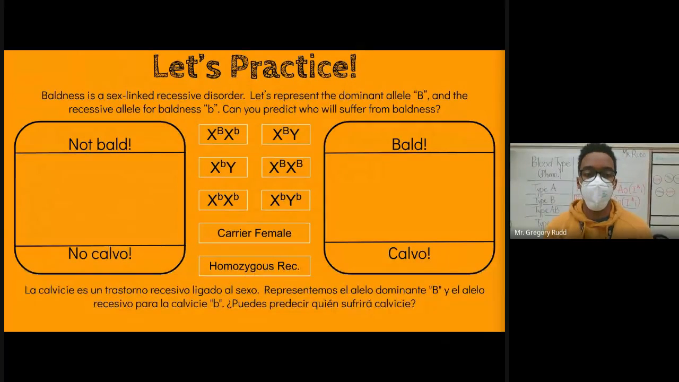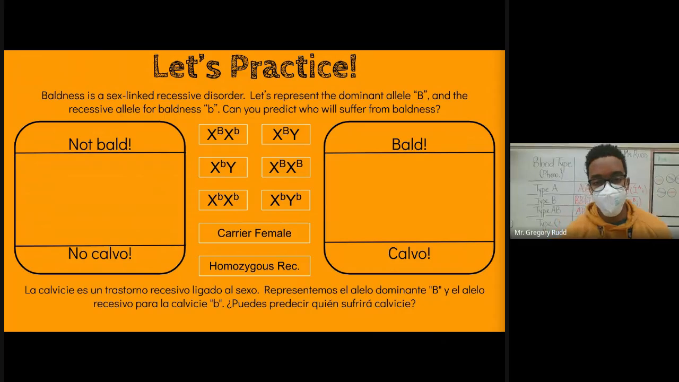All right. So let's keep practicing. So it says baldness is a sex-linked recessive disorder. Let's represent the dominant allele B and the recessive allele for baldness with a lowercase b. Can you predict who will suffer from baldness? So we've got a box on the left for not bald. We've got a box on the right for bald. And then in the middle, I've got all those genotypes and phrases. So I want you all to help me figure out where we should place those genotypes.